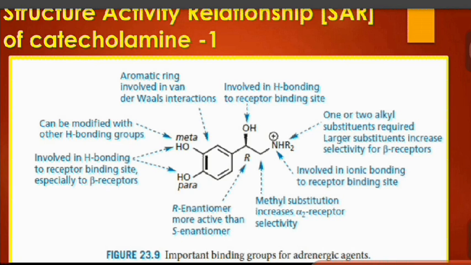We have already seen the points that are common in epinephrine, norepinephrine and dopamine, that is, hydroxyl groups at the third and fourth position and an amine compound, maybe secondary amine or primary amine. Whatever the case may be, quaternary compound formation is important.